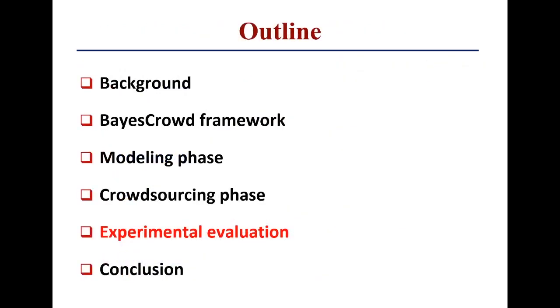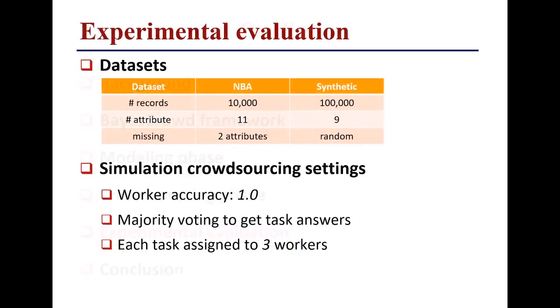Here I present a comprehensive experimental evaluation to study the performance of BayesCrowd. In our experiments, we utilize two datasets, NBA and synthetic. NBA is a real dataset containing 10,000 records of player competition information from 1979 to 2004. We use 11 attributes including total points, total rebounds, and so on. In addition, for scalability evaluation, we generate the synthetic dataset with 100,000 records and 9 attributes. 2 attributes are set to be missing in NBA, while the missing values in synthetic are random.